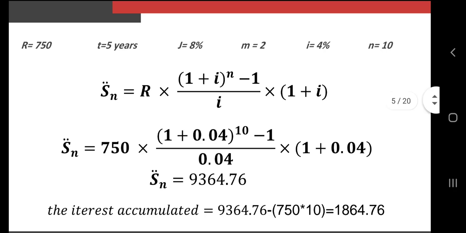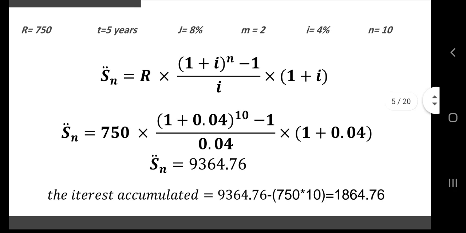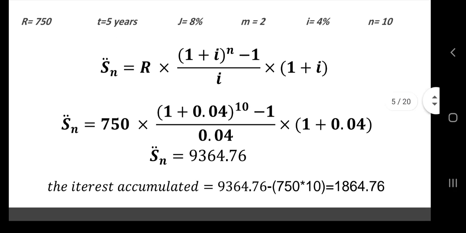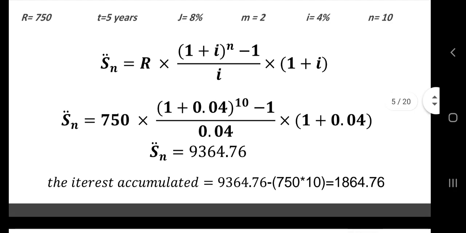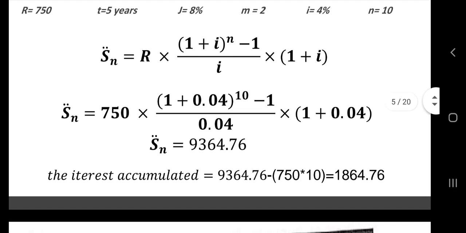In the formula, S double dot sub n equals R times 1 plus I to power n minus 1 over I times 1 plus I, so the future value will be equal 9,364, and to get the interest we subtract R times n from S double dot n, so the interest will be equal 1,864.